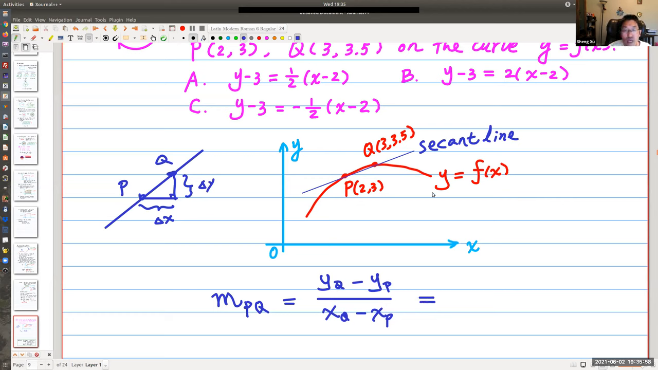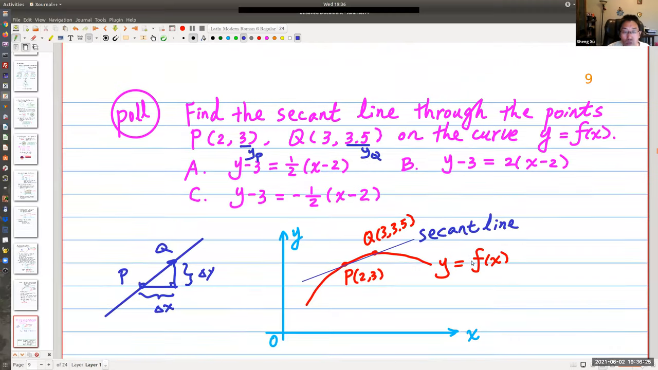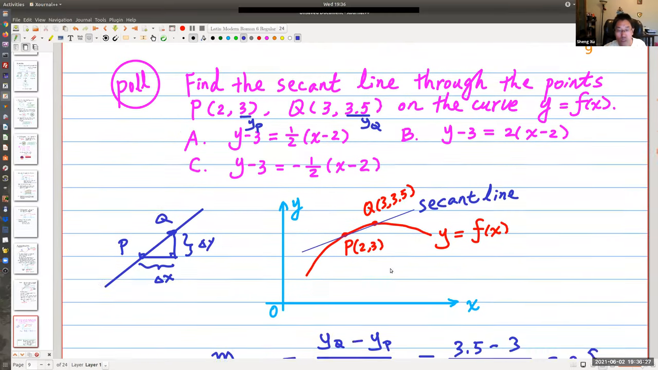So what is yQ? Look up your data. yQ is 3.5, yP is equal to 3, xQ is equal to 3, and xP is equal to 2. So this can be easily computed as 0.5. So the slope of this secant line is 0.5. Then you can use any point and use the point-slope form.